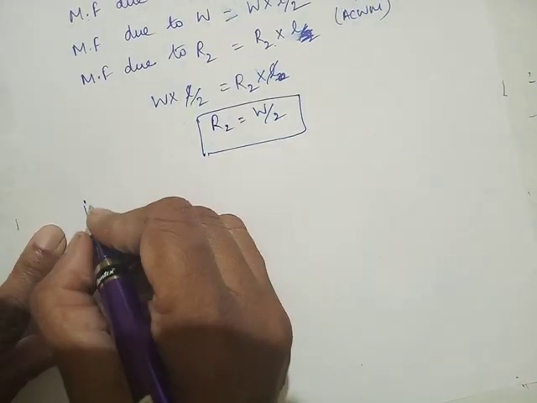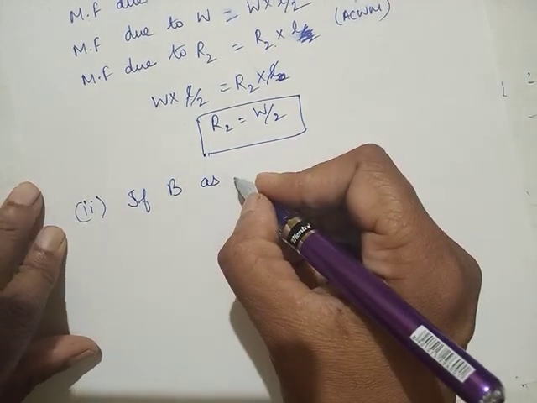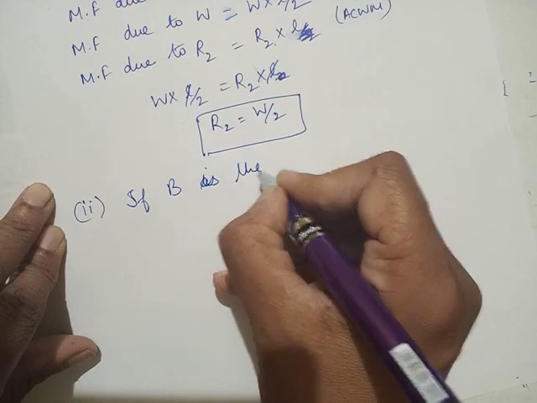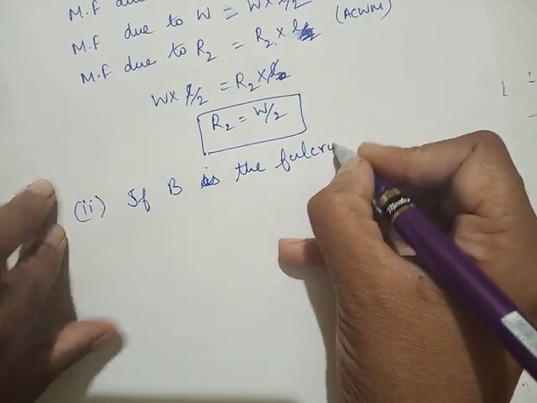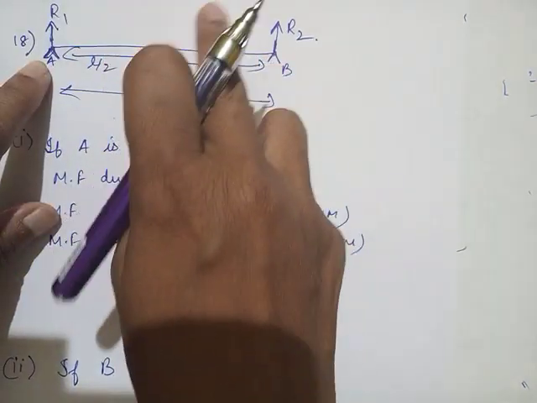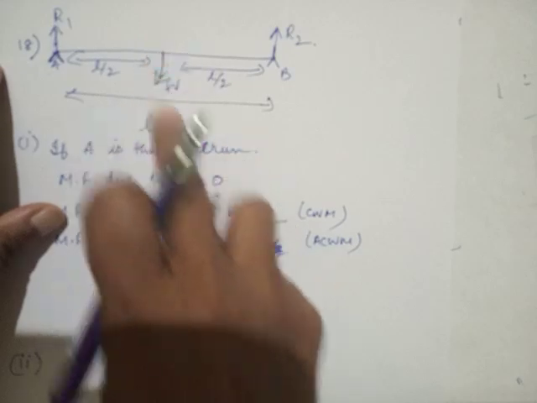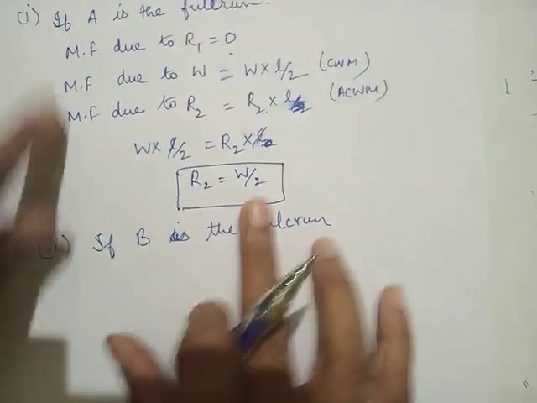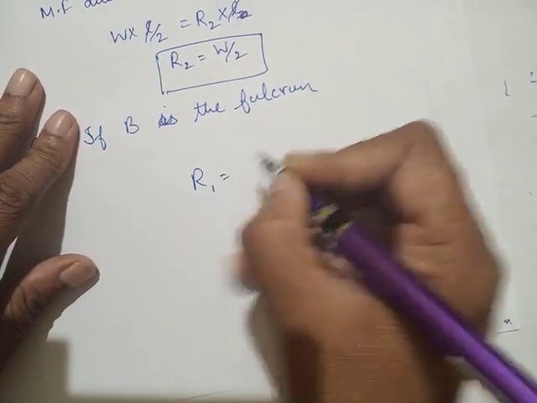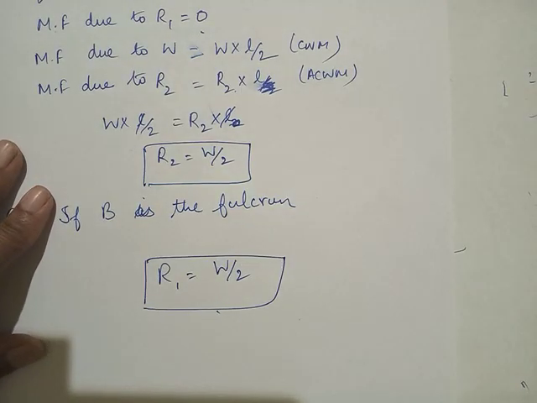The same way, you take B as the fulcrum. If B is the fulcrum, you can do it the same way. Moment of force due to R2 will be 0. Moment of force due to R1 will be the clockwise moment, and this will become the anti-clockwise moment, and then you equate it. Again, you will get R1 is equal to W by 2. This is how you get the answer.